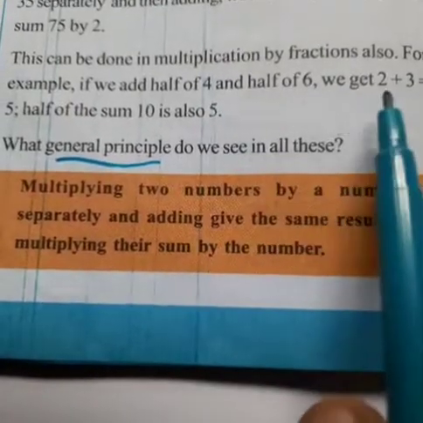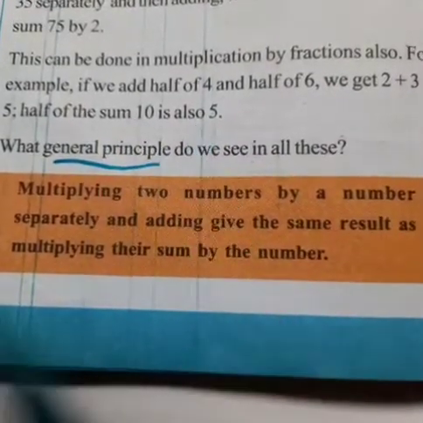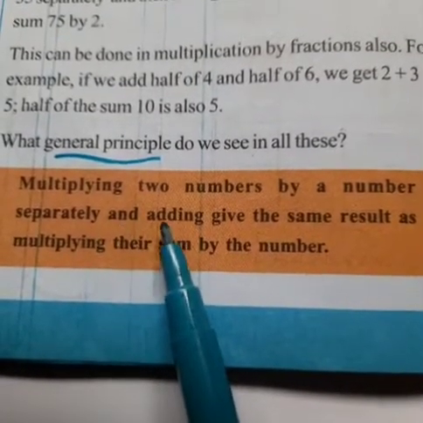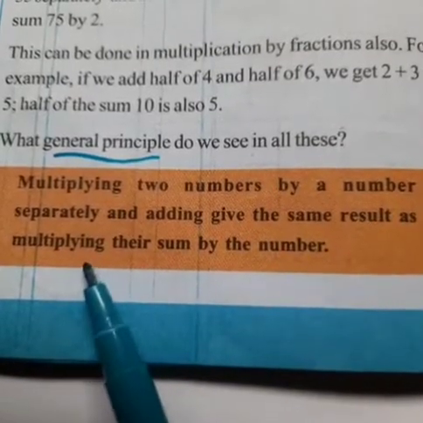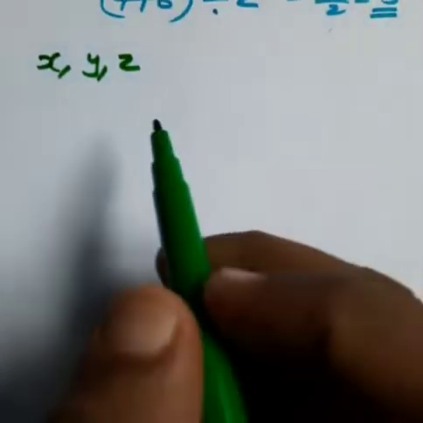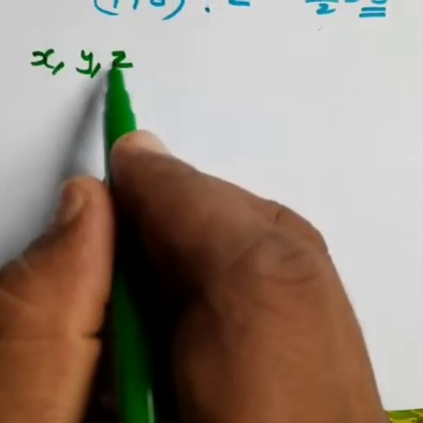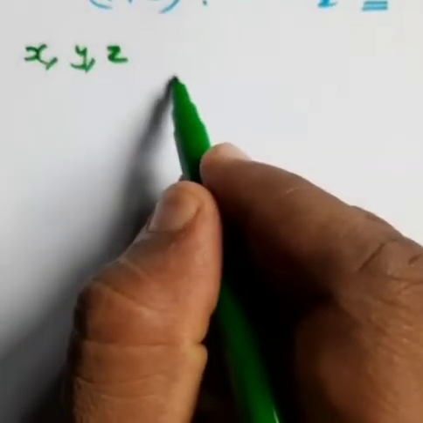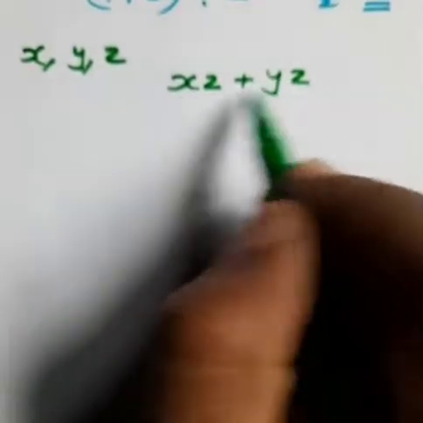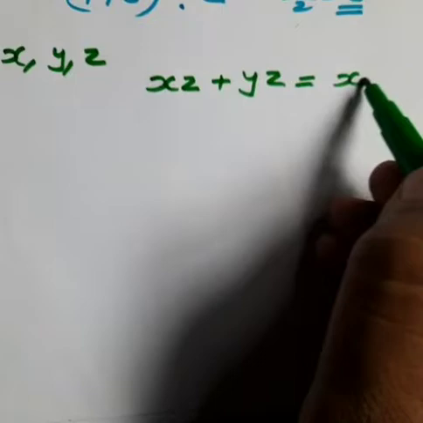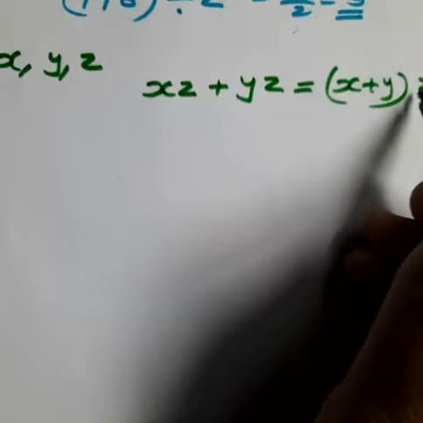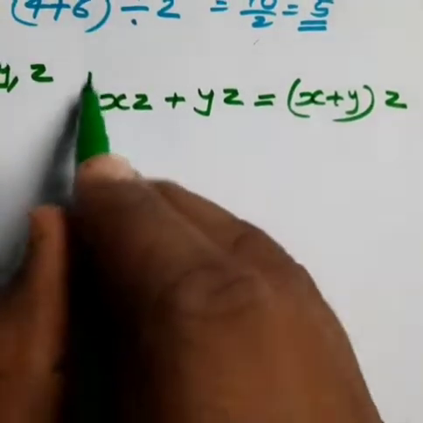Okay, so 2 plus 3 is equal to 5, or you can take 10 by 2 is equal to also 5. So multiplying two numbers by a number separately and adding give the same result as multiplying their sum by the number. Generally we can write like this. Z is multiplied to x and y and added. So x into z plus y into z. Instead of doing this, you can write like this: x plus y into z. Commonly you have to add it, then you can multiply with the z. This is the general form.